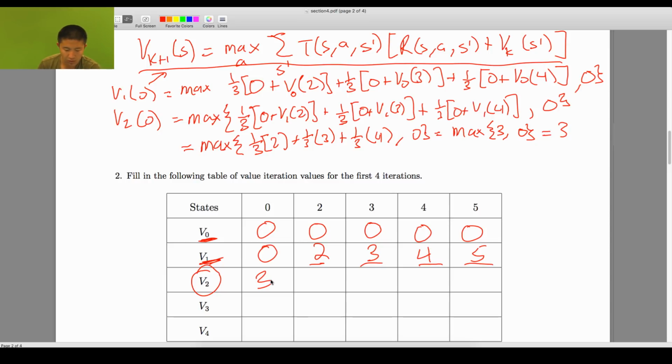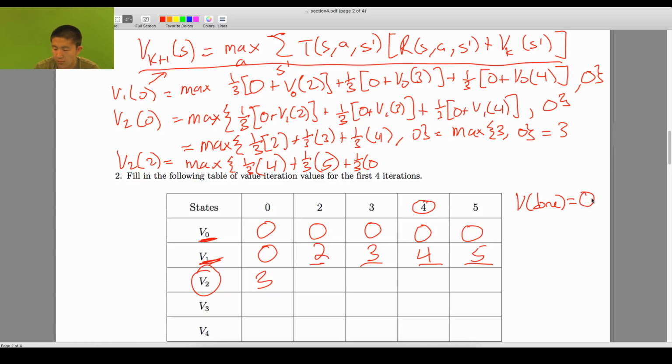And again, we apply this for 2. So V2 of 2 is equal to the max of 1/3 times, so you get a reward of 0, and then one successor state will be 4. So you get 1/3 times 4 plus 1/3 times 5. And then the last one is a terminal state, which is done. So V of done is always 0, because remember the value function represents the expected future reward given that you're starting at that state, and once you're done, the game terminates and you can't get any reward. So that's why it's always 0. And if you stop, then you get 2 points. So in this case, it would be the maximum of 3 and 2, so you get 3.